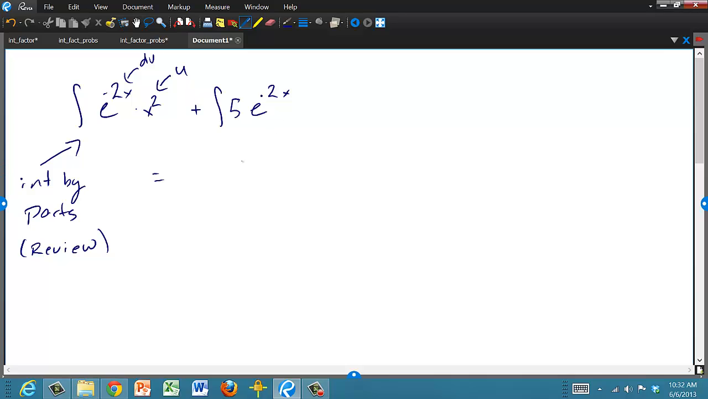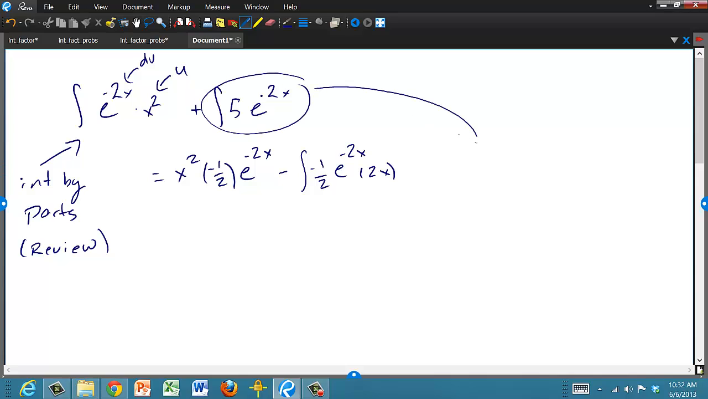We'll get u times v, so x squared, and the integral of e to the minus 2x is negative 1/2 e to the minus 2x. Alright, now you have minus the integral of negative 1/2 e to the minus 2x times the derivative of this one, which is 2x. And this last integral is easy to calculate. I'll just leave that hanging down here. So this will be plus negative 5 over 2 e to the minus 2x. So that one's no problem.